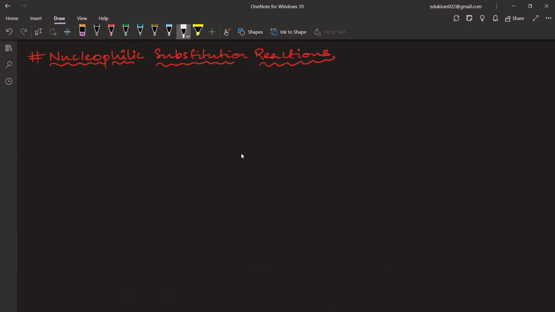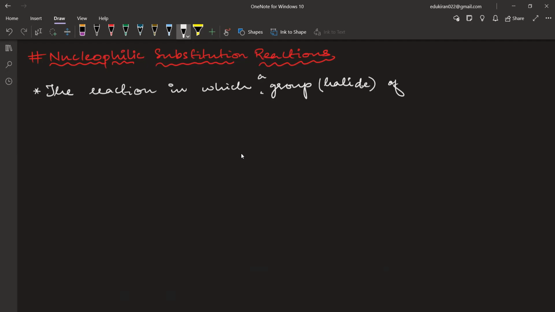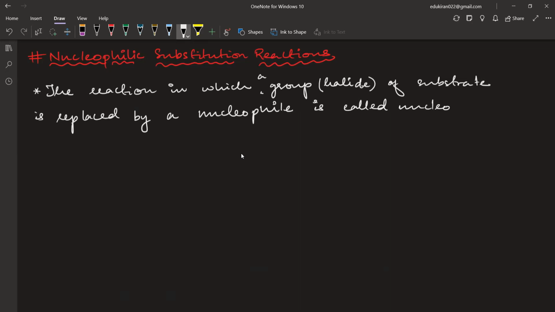Okay. So please write: the reaction in which a group of the substrate, that is halide, is replaced by a nucleophile is called nucleophilic substitution.